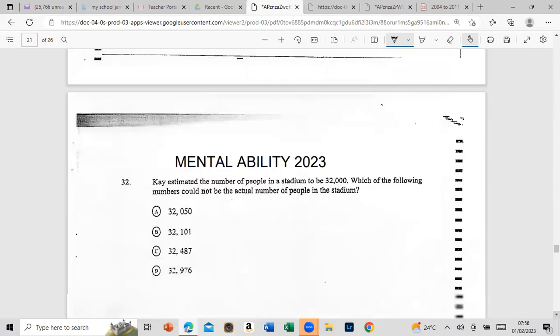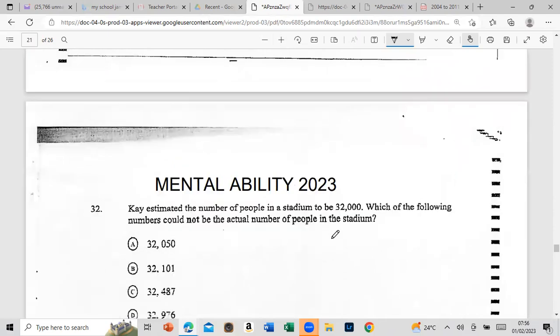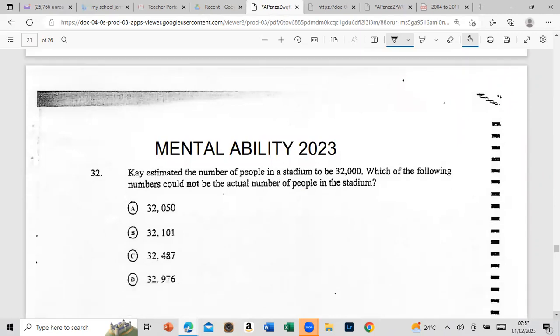Right, 32. K estimated the number of people in the stadium to be 32,000 flat. Which of the following numbers could not be the actual number of people in the stadium? 32,050, 32,100, 32,487, 32,976. I don't even get what they actually say.